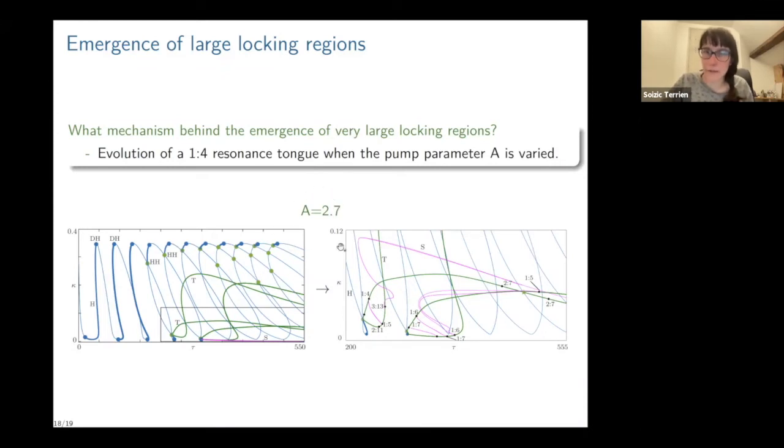So here I start from a large value of A, larger than the one we considered before, and we will see how from this configuration we can go to a case where we have these very large regions of locking. Here we have a bifurcation diagram in the tau kappa plane of feedback parameters. And we have different bifurcation curves. The blue curve is a Hopf bifurcation curve, where when we cross this curve, some periodic solutions can appear. The emerging periodic solution is stable when the line is thick, and it's unstable for the thin parts of these Hopf bifurcation curves.